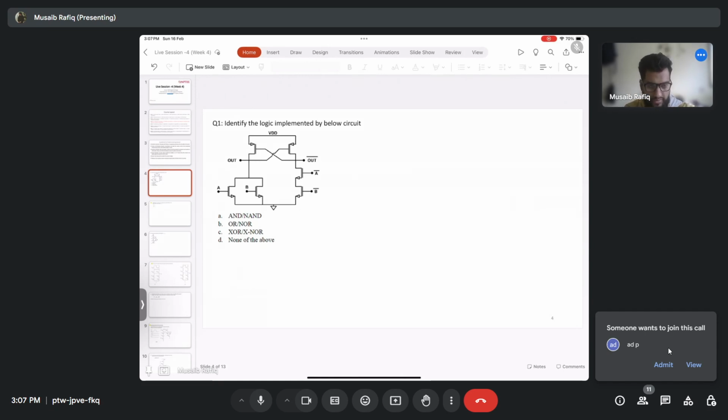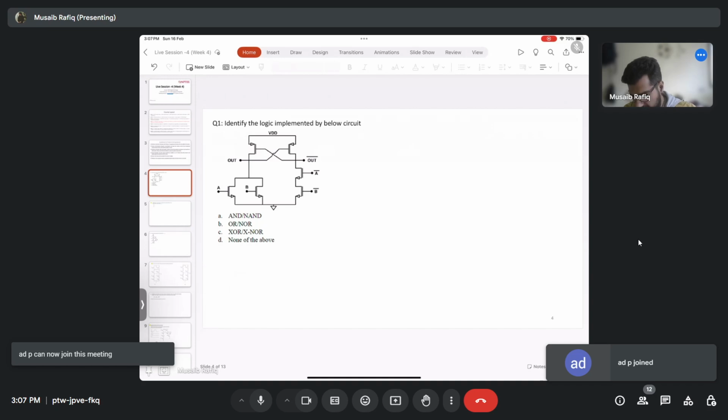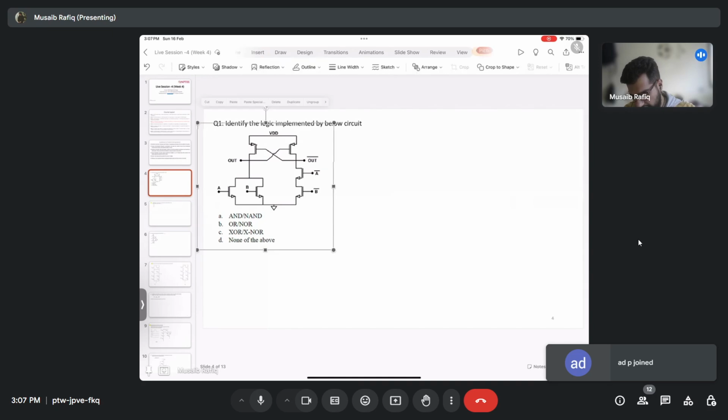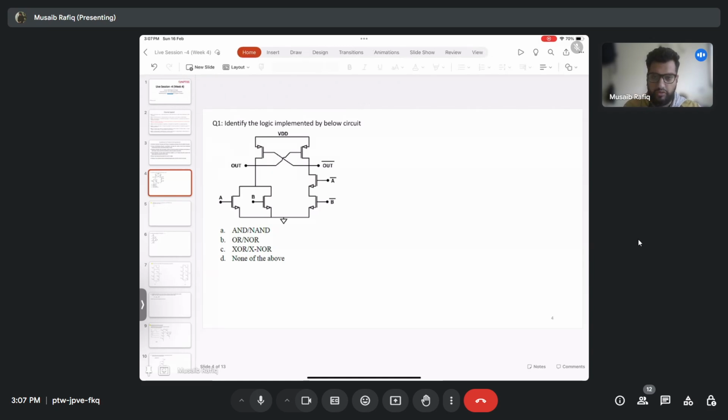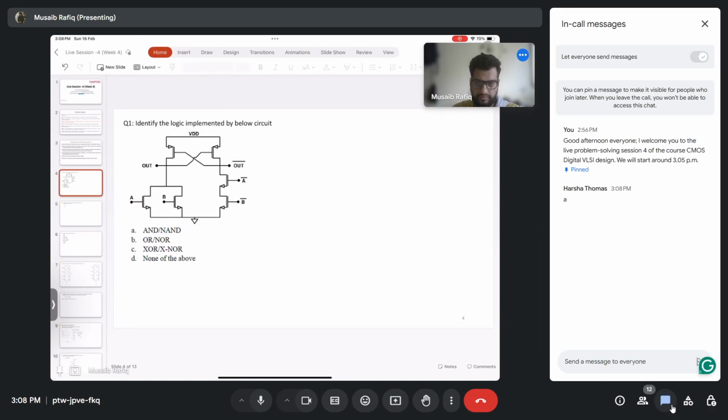The first question of today's live session states: identify the logic implemented by the below circuit. So we are given this circuit and we need to figure out what type of logic is being implemented by it. If you know the answer, tell me in the chat box. What logic is being implemented by the following circuit? Can anyone tell me in the chat box, please? Okay, A B. Anyone else?